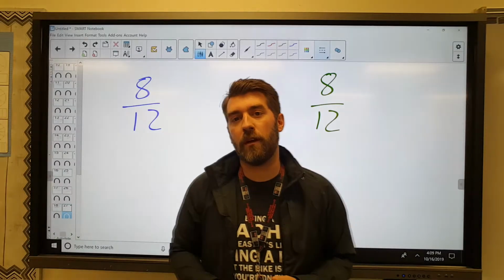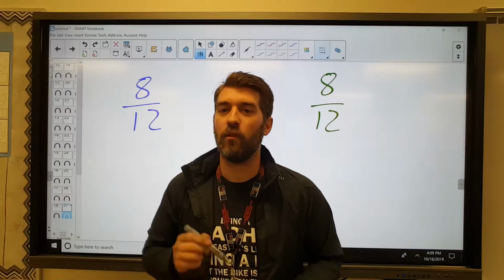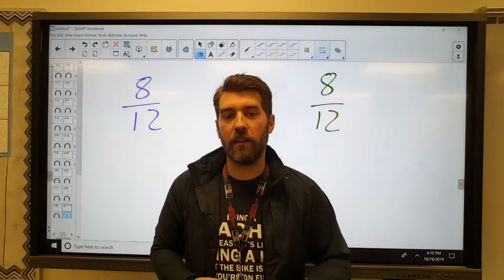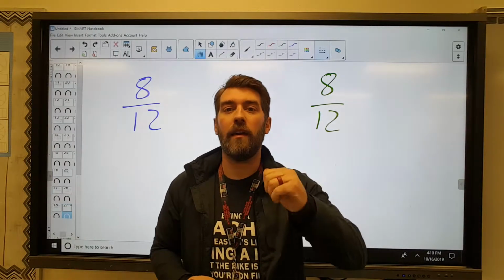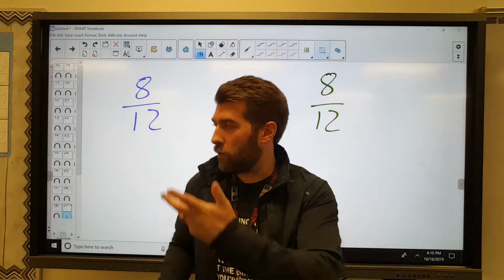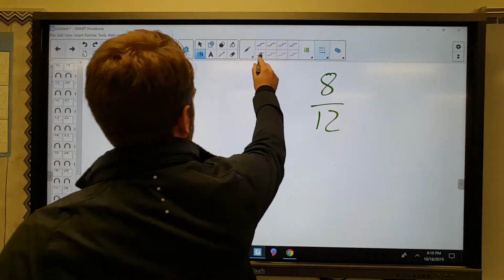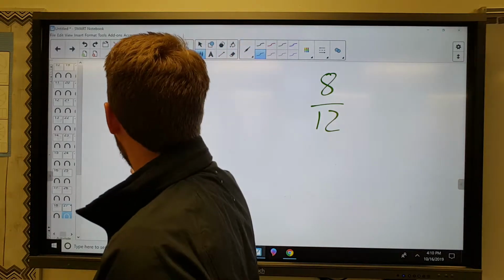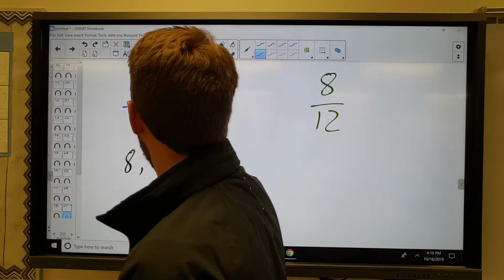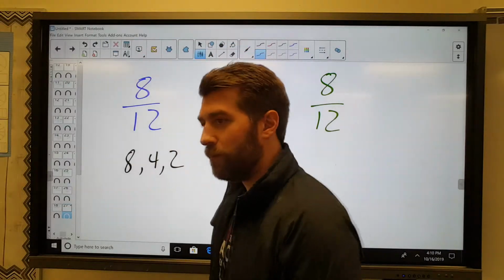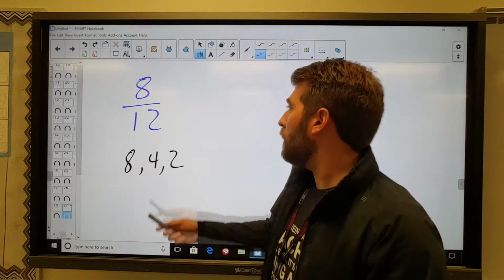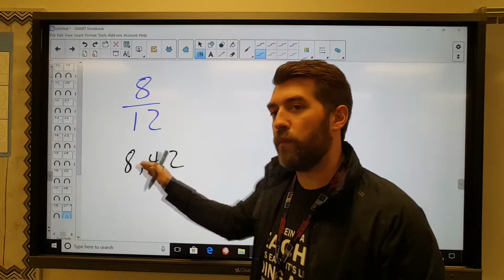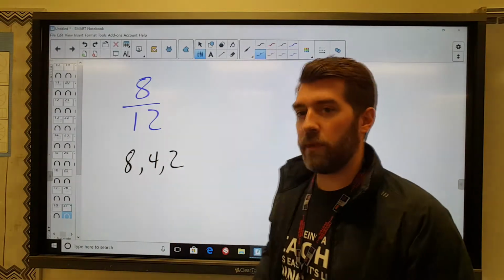Well, the reason is because when we're reducing, the goal is to get it to lowest terms. Lowest terms just means we've reduced a fraction and we've left the smallest numbers we can. So let's take a look at 8 over 12, and let's list the factors of 8. So the factors of 8 are 8, 4, and 2. So when we're reducing this, we're going to go from smallest to largest. So let's start with the 2.